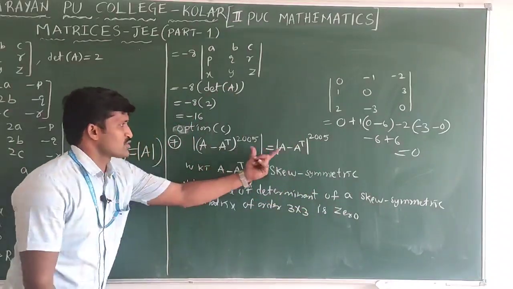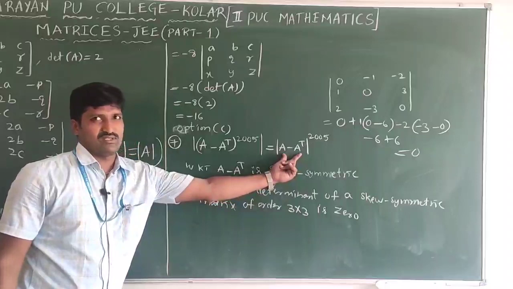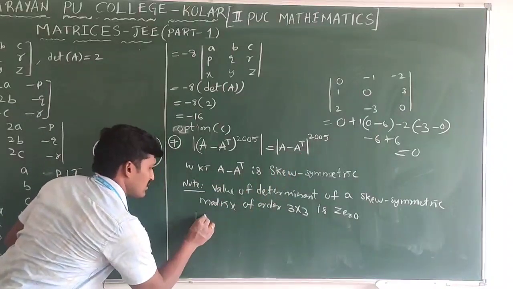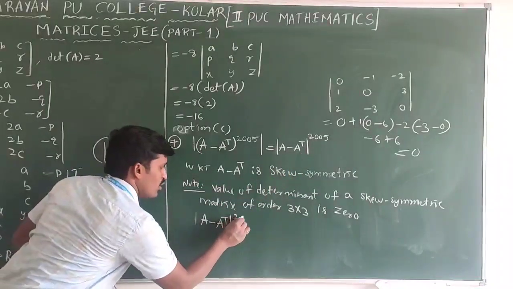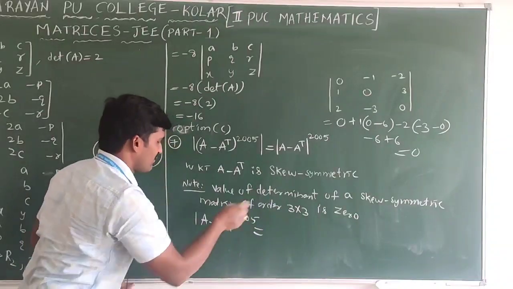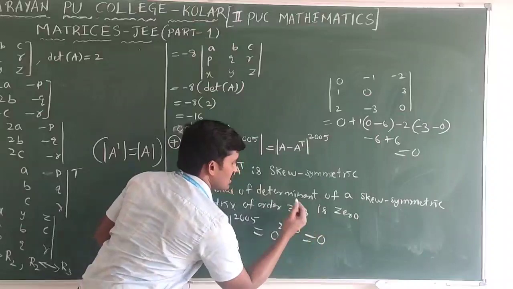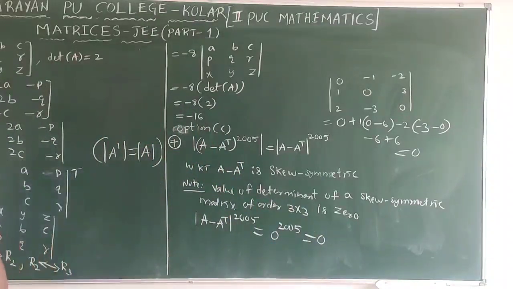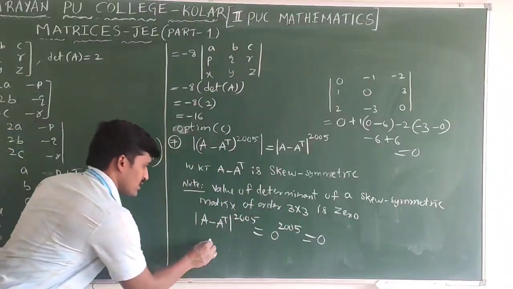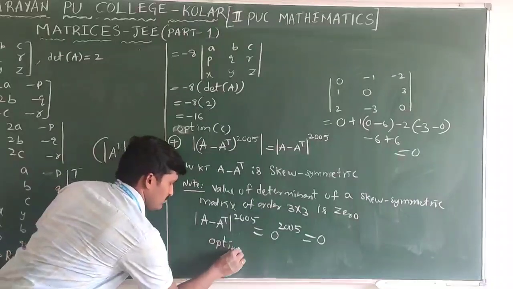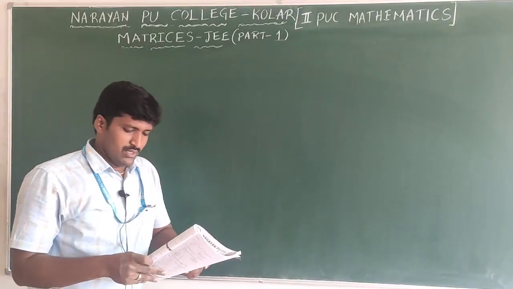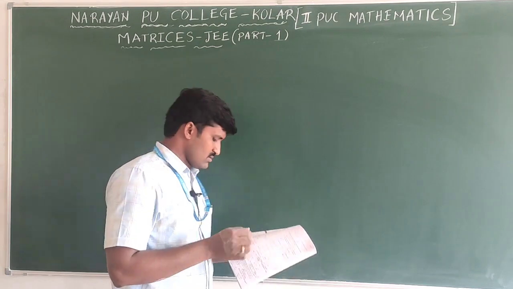That's why the determinant of A minus A transpose, whole power 2005, whatever the determinant of this value is 0. 0 power anything is 0. So which option is correct? Option D is the correct option. Next, question number 8.